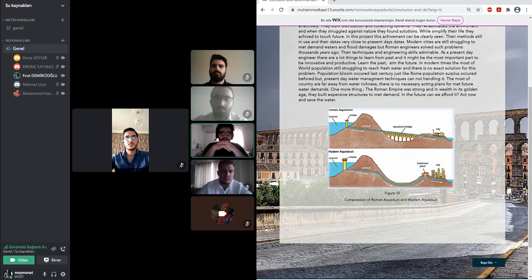And as you know, we are not living in a water-rich country, so what are we going to do? We have to save water, because most of the world population is still far away from fresh water, and we have to guarantee our future. So what are we going to do? I think we all agree with me, we have to save water. And thank you for listening to us.